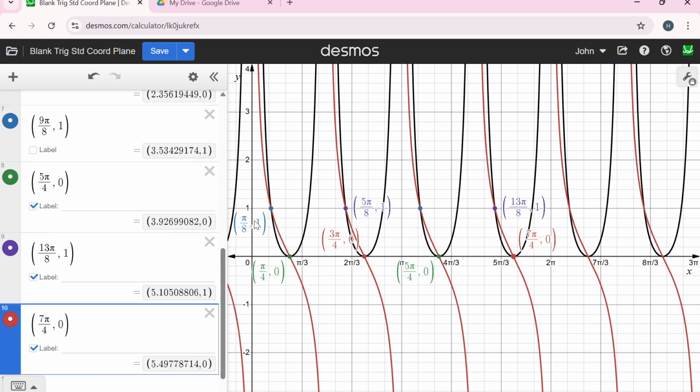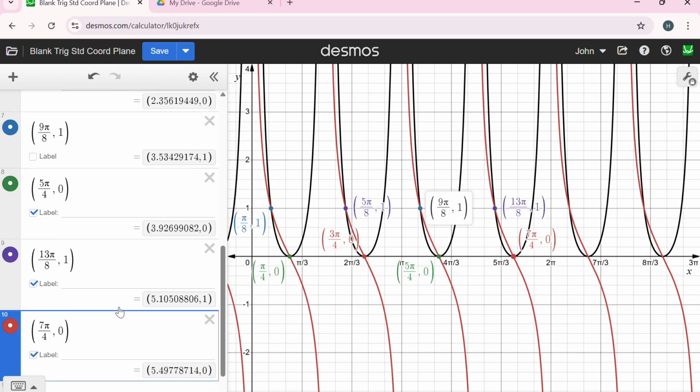So pi over 8, pi over 4, 3 pi over 4, 5 pi over 8, 5 pi over 4, 9 pi over 8, 13 pi over 8, 7 pi over 4. Pi over 8, pi over 4, 5 pi over 8, yep, there it is, 3 pi over 4, 9 pi over 8, 5 pi over 4, 13 pi over 8, and 7 pi over 4. All right, that's number 6. Let's go to number 7.